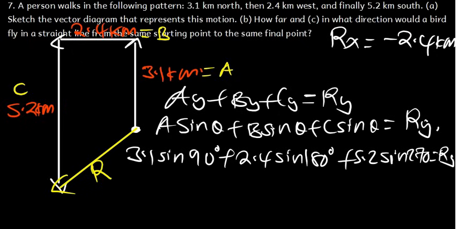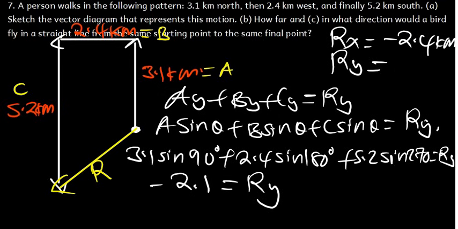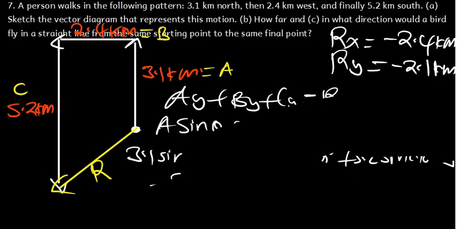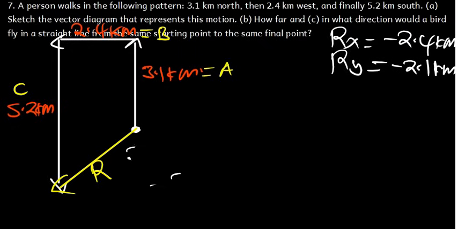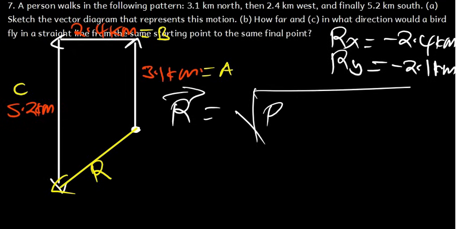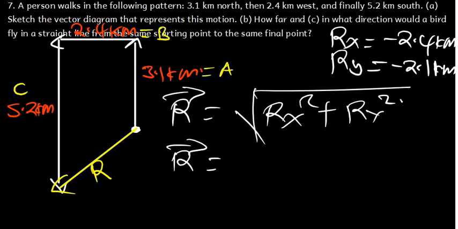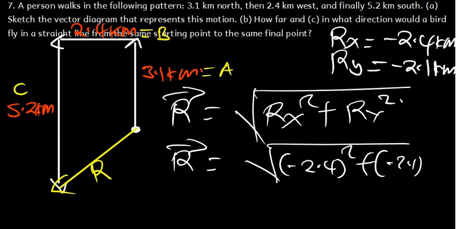So the answer I'm getting is negative 2.1, that is my Y component. So the Y component of the resultant is negative 2.1 kilometers. Now to find the magnitude of this resultant, this is what we're going to do. The resultant is going to be the square root of RX squared plus RY squared. That is the displacement which we're finding, which is how far. So we are going to have the square root of negative 2.4 squared plus negative 2.1 squared.